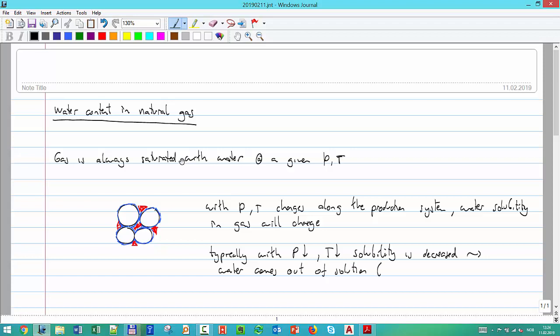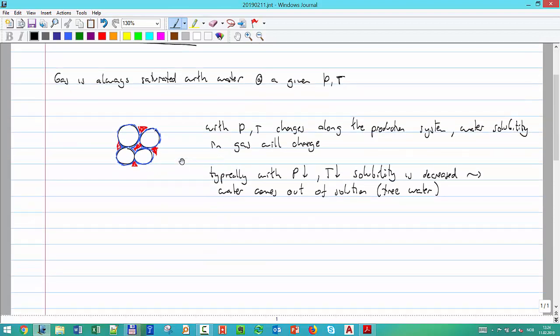Okay, that becomes free water, what we call free water. It's not anymore in vapor phase, but it's now in a liquid phase, and then that causes some issues. Okay, so let's put here some can cause some issues. Okay, and one of the most important is corrosion.